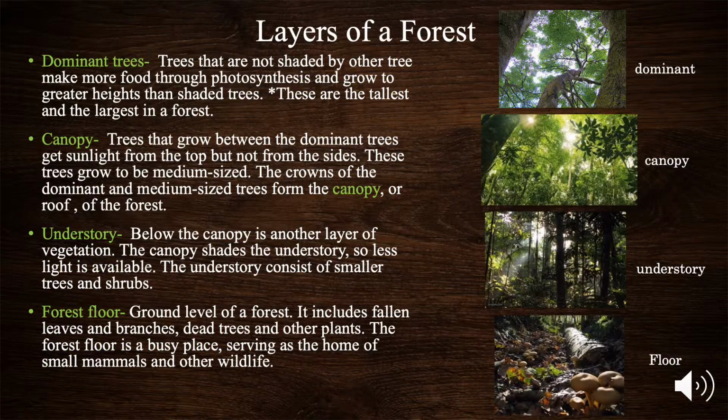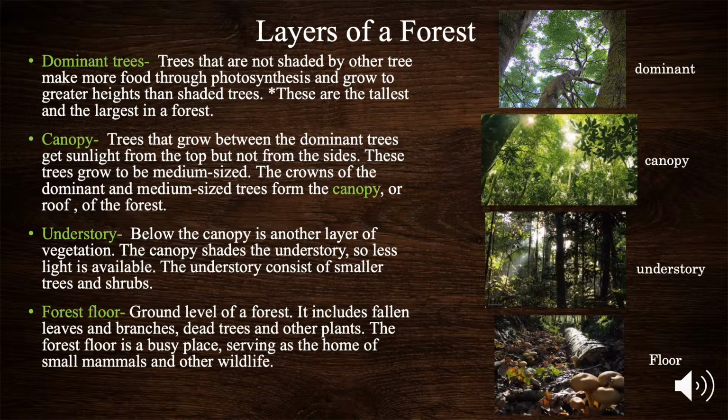Layers of a forest. Dominant trees. Trees that are not shaded by other trees make more food through photosynthesis and grow to greater heights than shaded trees. These are the tallest and the largest in a forest. Canopy. Trees that grow between the dominant trees get sunlight from the top but not from the sides. These trees grow to be medium-sized. The crowns of the dominant and medium-sized trees form the canopy or roof of the forest.